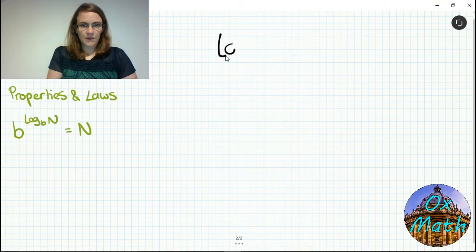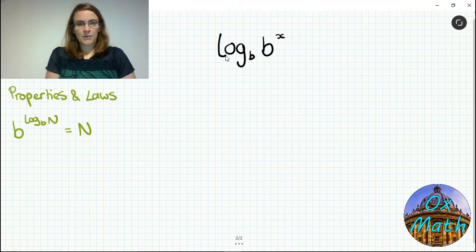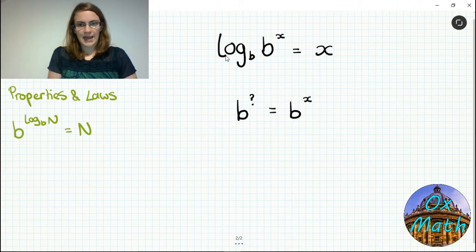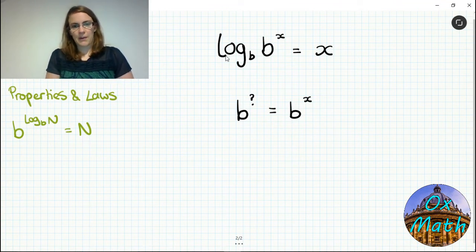So we've got our first property, and our second property is very similar. If we have it the other way round and we have log base b of b to the power x, then this means what power do we put with b to get b to the power x? So if I write that out, it means what power goes with the base b to get b to the power x. Well, our answer then must be x. x is the power that needs to go with the base b to get b to the power x.